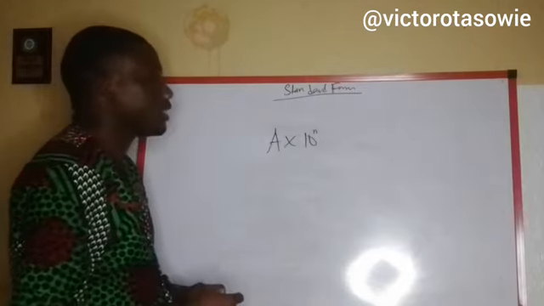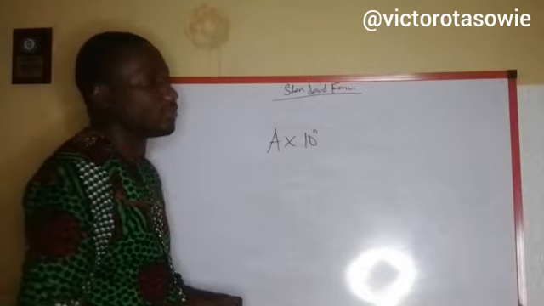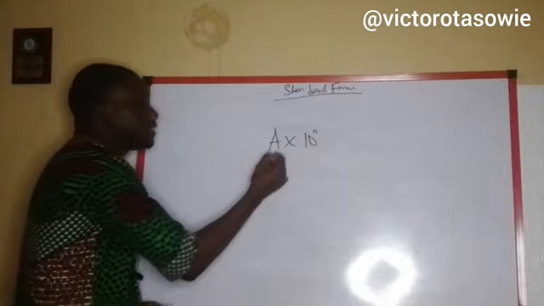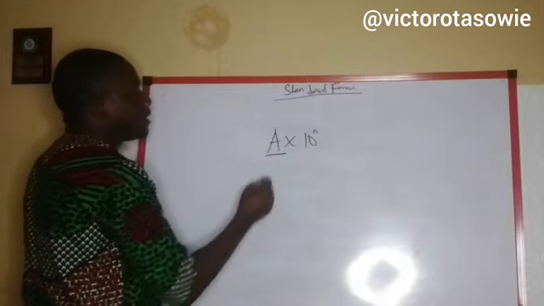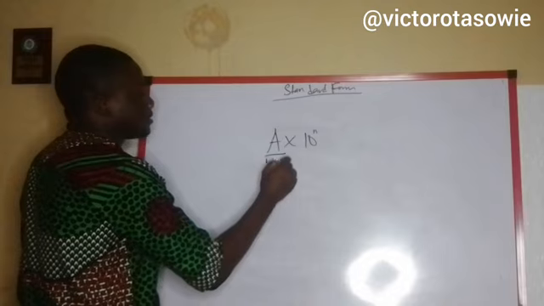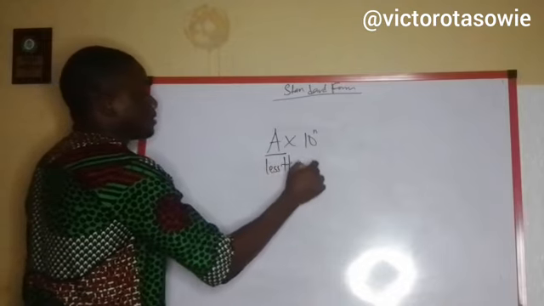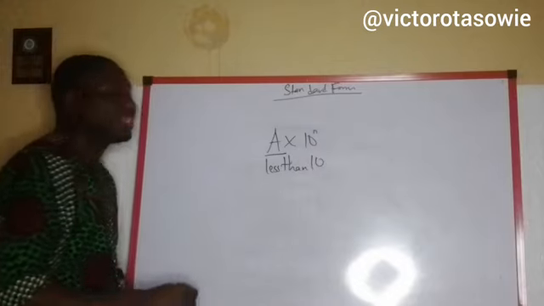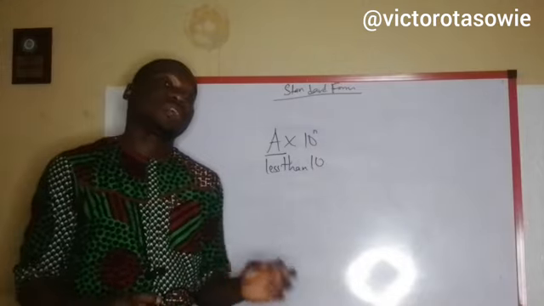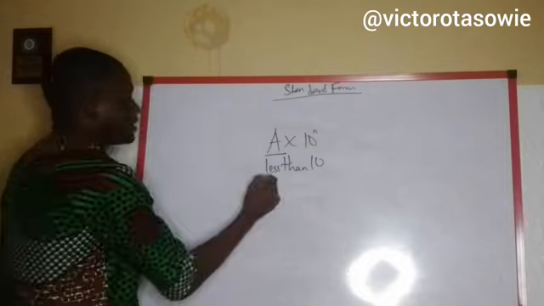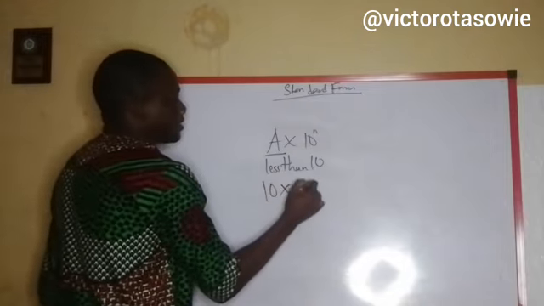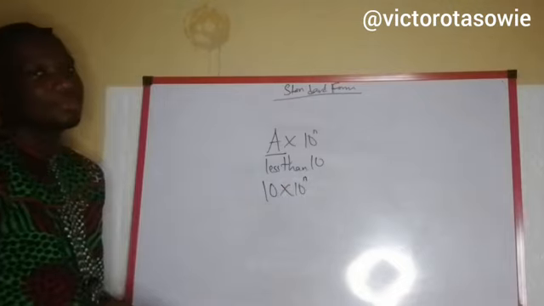So we are expressing our number in the form of a times 10 raised to power n, where a is usually less than 10. So a is usually less than 10. So we cannot have 10 times 10 raised to power n. No, it is not advisable.